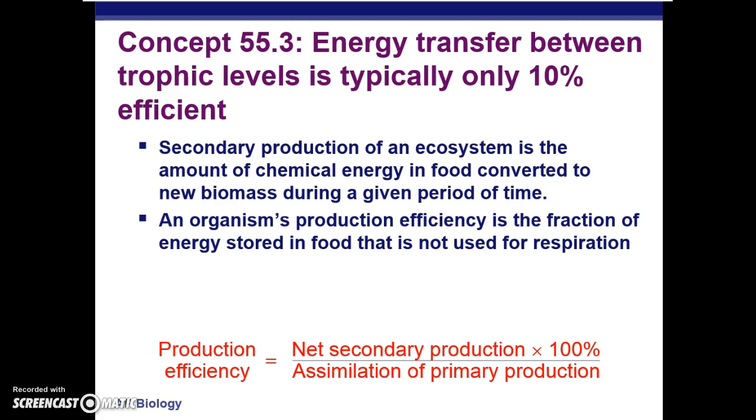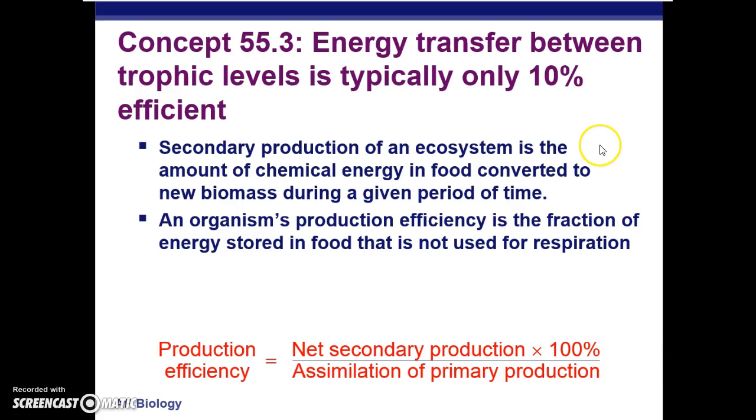So on to 53.3. The concept here is that energy transfer between the trophic levels is typically only 10%. So we've actually been looking at this. But what I want you to see here is the production efficiency equation, which is the net secondary production times 100% divided by the assimilation of primary production. So this is production efficiency, and you're not going to have to make this calculation, but you should just be aware that how efficient the productivity is in an ecosystem is going to depend on these two things.